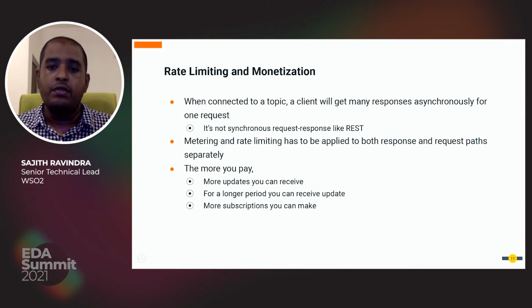You have to do the metering on both parts. Also, the business plans that you offer on top of your APIs have to be different from REST ones. REST ones are mostly based on the number of requests. For example, if you want to make 50,000 requests per hour, you have to pay this much. You see such business plans, right? But in the streaming world, that model won't work. So we have to divert from that.